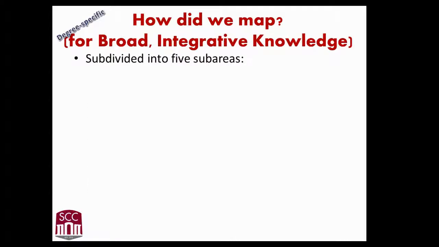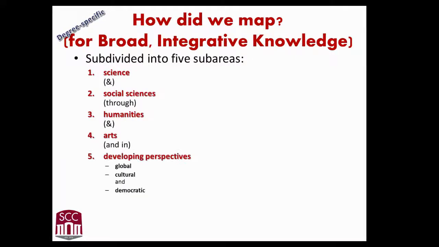In order to map broad integrative knowledge, we had to subdivide this into 5 subareas, and these are based upon the introductory paragraph in the DQP pamphlet, which identified that broad higher learning should involve students in the practices of core fields, ranging from science and the social sciences through the humanities and arts, and in developing global, cultural, and democratic perspectives.